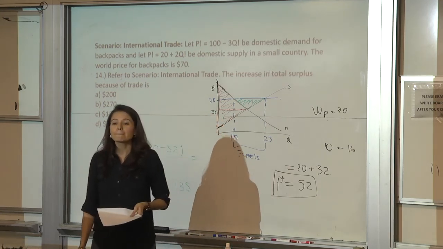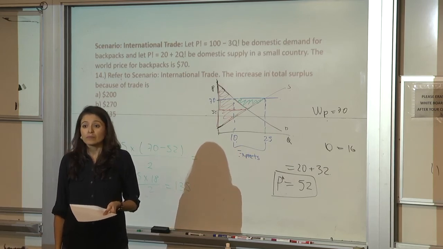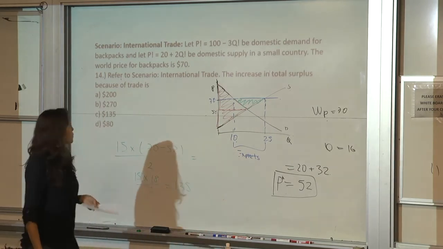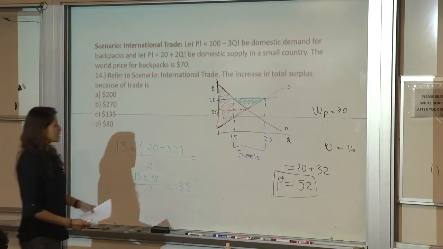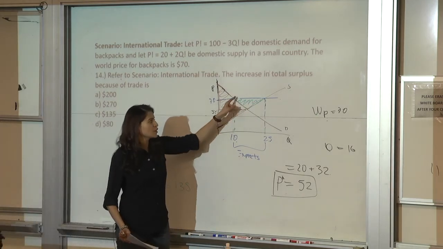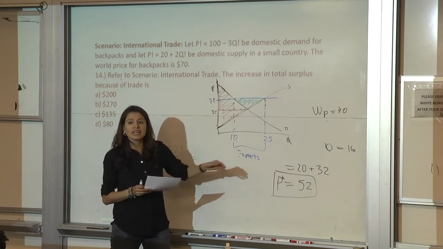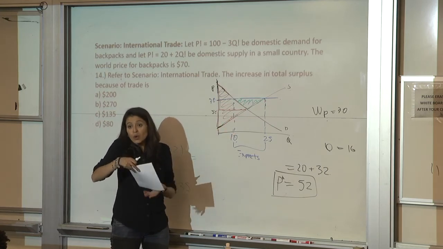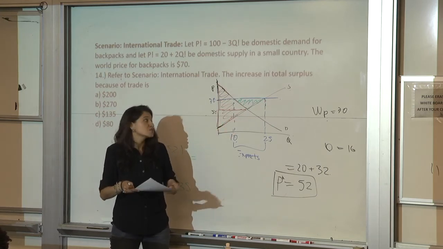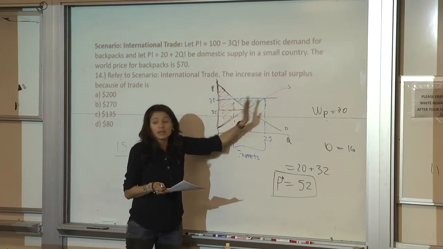Yes? Because it says increase in total surplus, aren't you supposed to subtract the two total surpluses, like the international trade surplus minus the domestic total surplus? Because it's asking for an increase in total surplus. No, but because the increase in total surplus is this triangle here. You don't know the rest of the world market. You only know the increase in total surplus in this market with international trade. So is this triangle here? This is the extra part. Yes?